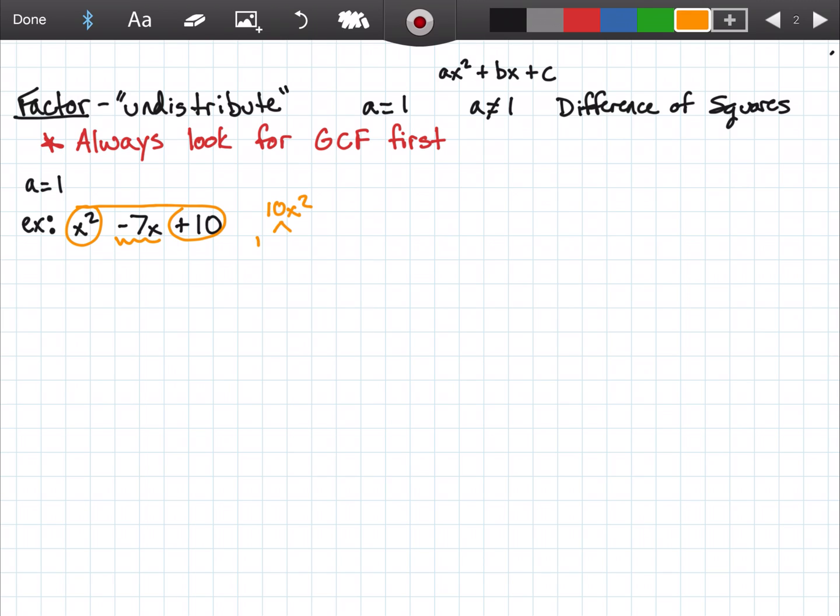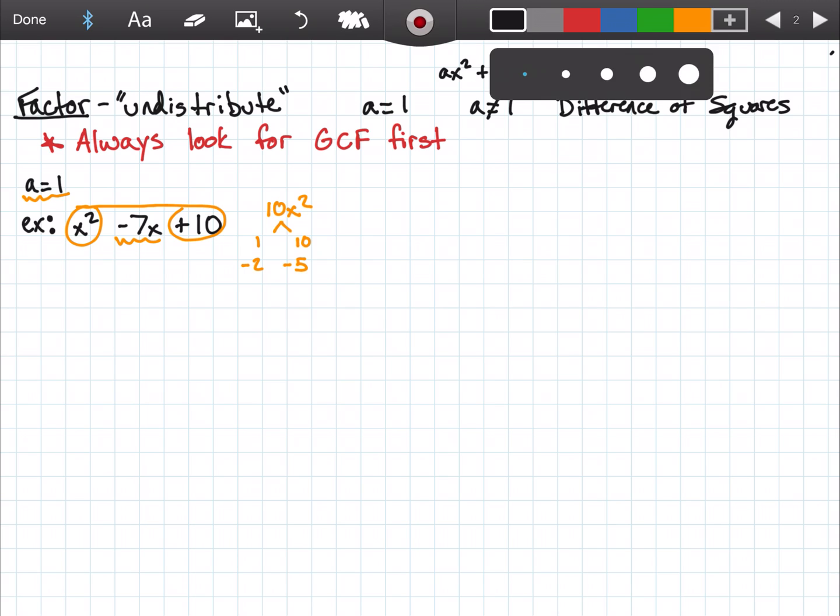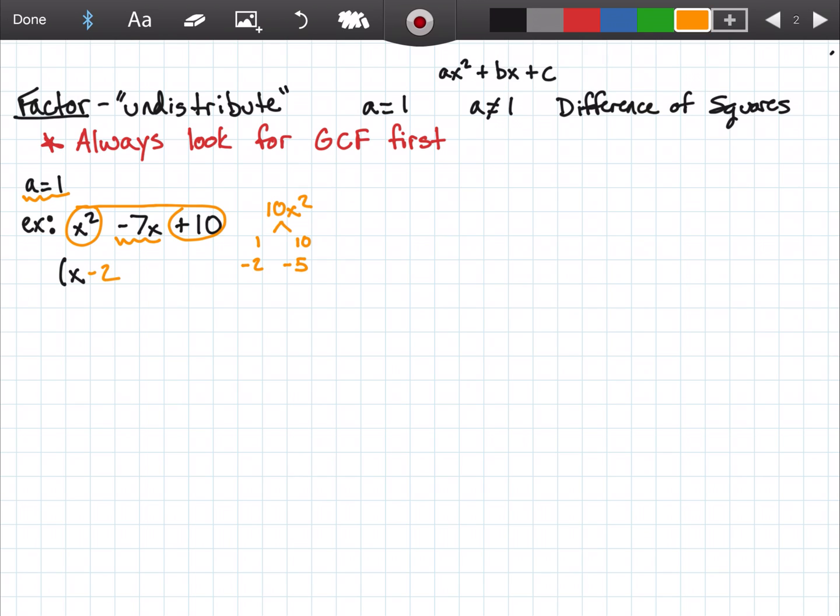Well, our only possible factors of 10 are 1 and 10 and 2 and 5. And so, oh, okay, I see. If I have a negative 2 and a negative 5, that adds to negative 7, and that multiplies to positive 10. And because we had a equals 1, the reason we care about that is because we can use a shortcut, meaning I can just go x minus 2, and I have x minus 5. We got those from right here, and we are done factoring.